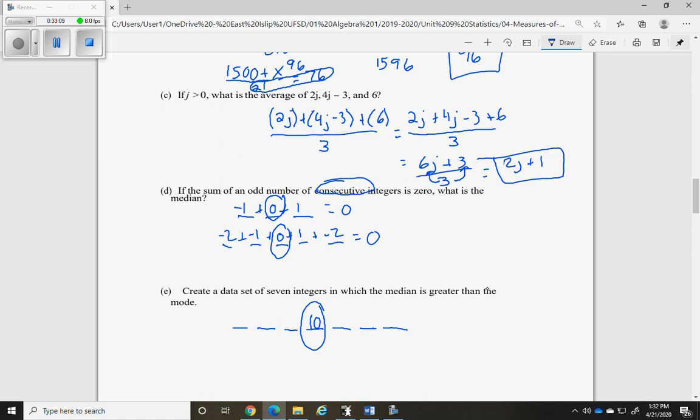And they want the median to be greater than the mode. Mode is a number that happens most often, so let's make a low number happen most often. How about 5, 5, and 5? Now the mode is 5 because it happens 3 times, and let's not make anything else repeat. And there we go. We just made a set of 7 numbers in which the median is greater than the mode.